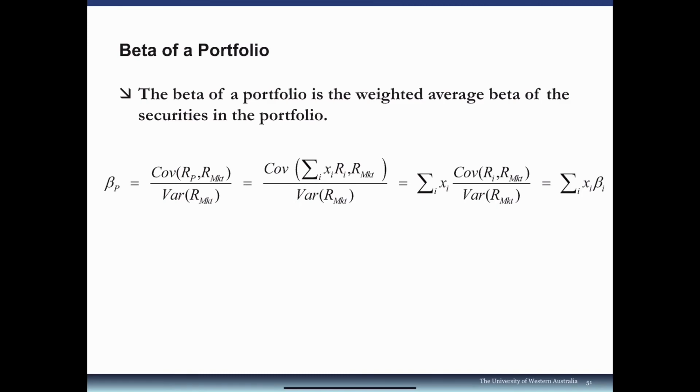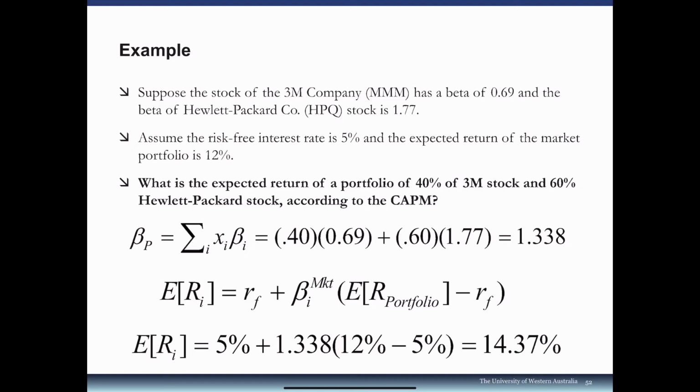Suppose the stock of 3M has a beta of 0.69 and Hewlett Packard has a beta of 1.77. Assume the risk-free interest rate is 5% and the expected return of the market portfolio is 12%. What is the expected return of a portfolio of 3M and HP according to the CAPM? Let's first calculate the beta. This really just shows you that the CAPM can also be extended to a small portfolio. I have 40% allocated to 3M and 60% allocated to Hewlett Packard. The individual betas are 0.69 and 1.77 each. So your portfolio beta is 1.338. Applying the CAPM formula, the expected return of your portfolio of 3M and HP will be 14.37% according to the CAPM, right?